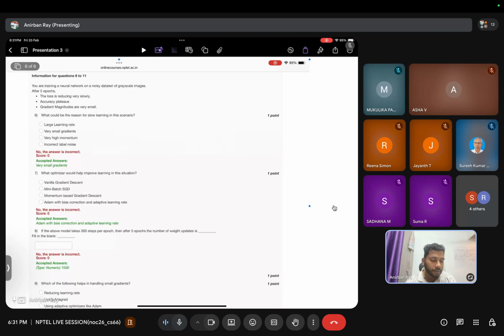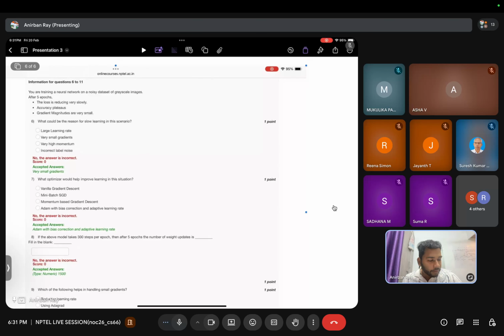If the gradient magnitudes are very small, what does it mean? That there is a flat surface. Understood? If the gradient magnitudes are very small, then very small gradients is the answer, because the main thing is that the gradient magnitudes are very small. If the gradient magnitudes were large, then a large learning rate could be a problem, and that would be why it was not updating.